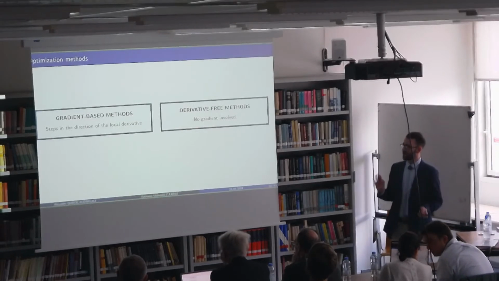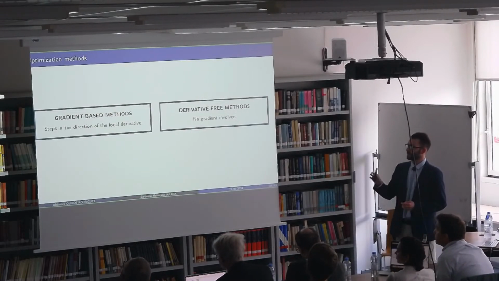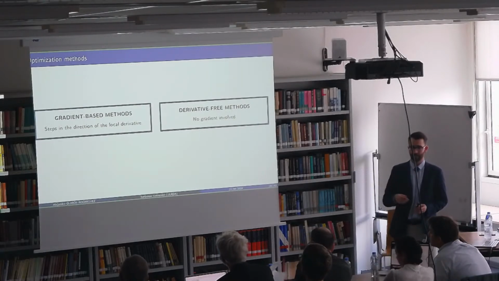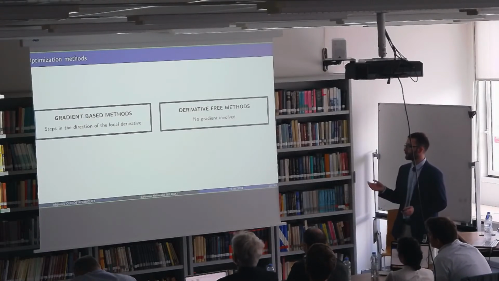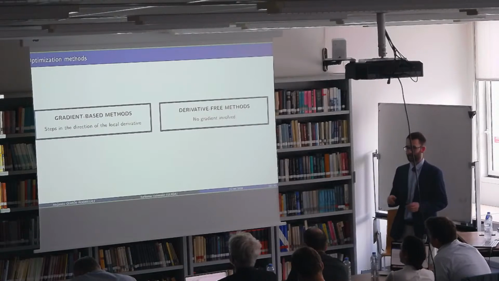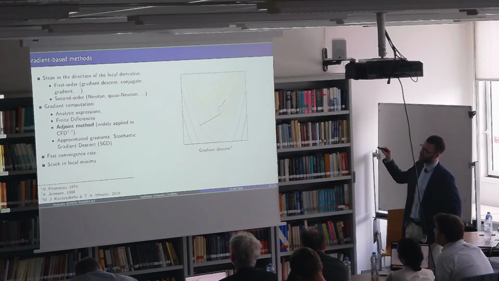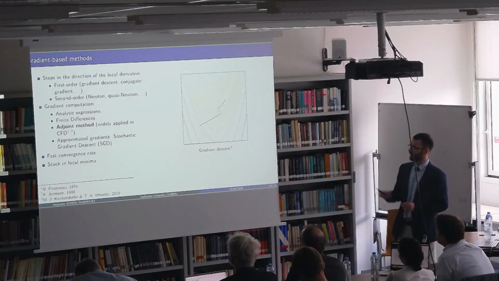Optimization methods are usually divided into gradient-based and derivative-free methods. Gradient-based methods work by iteratively taking steps in the direction of the local gradient. Derivative-free methods do not use the gradient, and they rely on some kind of stochasticity to converge towards the minimum. Gradient-based methods can be divided into first order, if they just use the gradient, and second order, if they also use the Hessian or an approximation of the Hessian. And the main question here is how to compute the gradient.